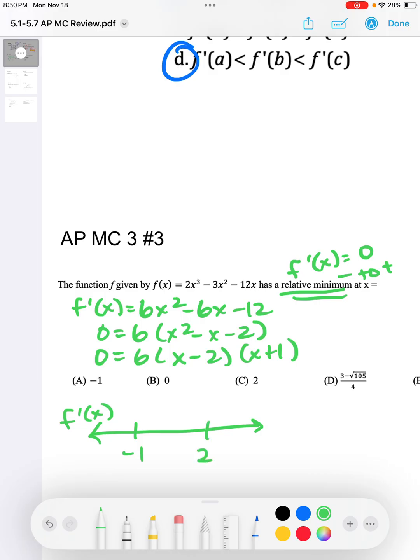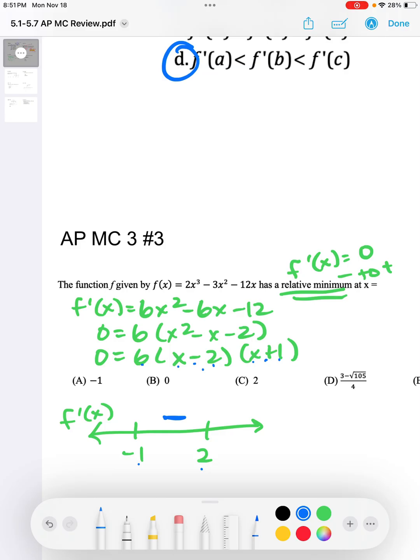I'm going to start with the easiest test point that I can. I'm going to plug in 0. That's between negative 1 and 2. And as I plug in 0, remember, we don't care what the actual number is. We just care about the sign. So 0 plugged into the factored form is going to be 6. 0 minus 2 is going to be negative. 0 plus 1 is positive. So 6 times a negative times a positive is going to give me negative values between negative 1 and 2.